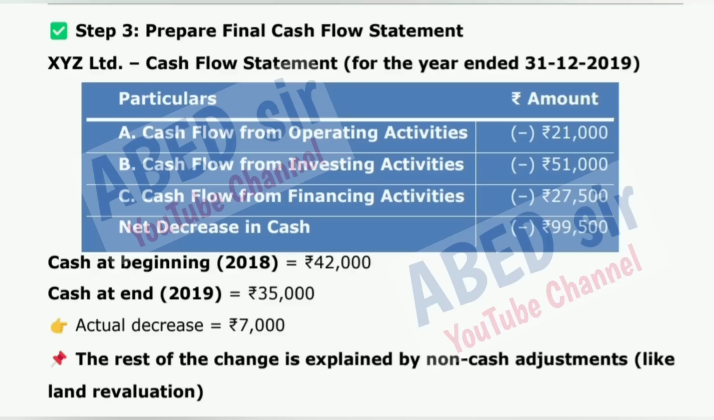Step 3. Prepare final cash flow statement. XYZ Limited cash flow statement for the year ended 31st December 2019.